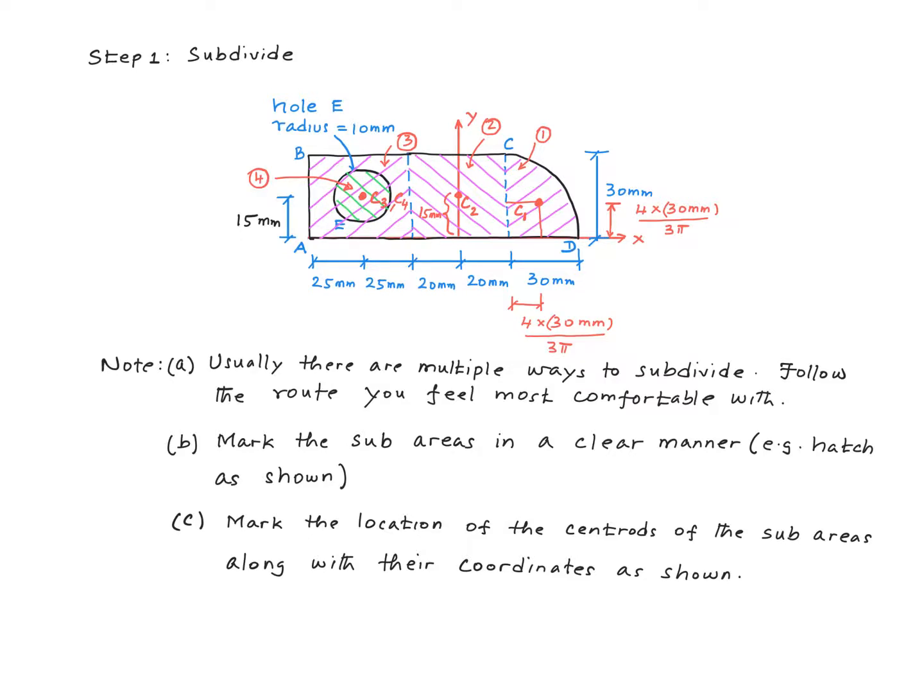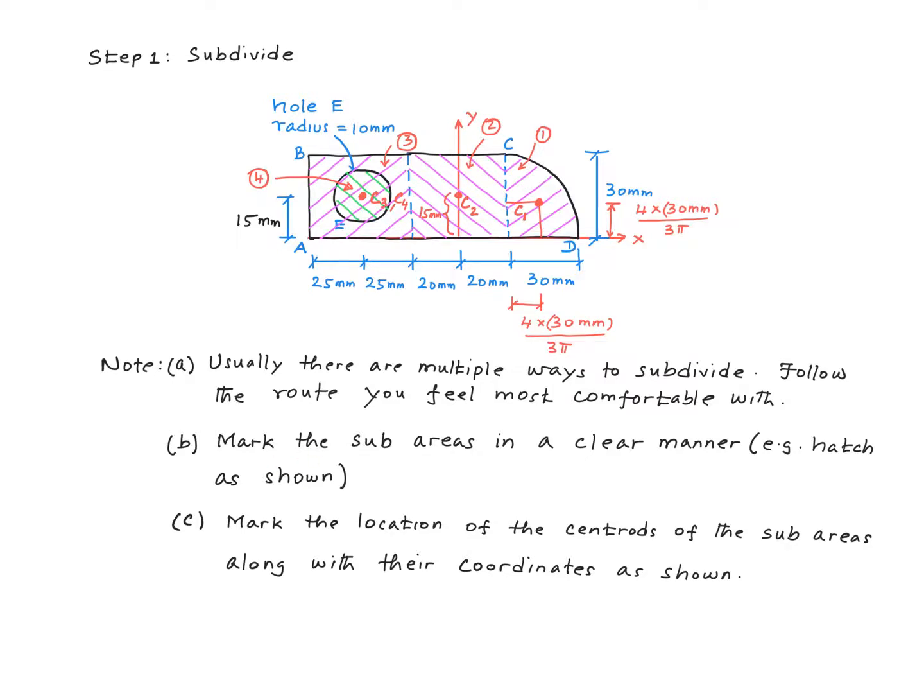The second way that I see here is that instead of subdividing these long rectangles into two rectangles like I have done here, you could treat that as a single rectangle. As long as you do this correctly, each approach will lead to the same final results. And therefore there is no right way or wrong way to do this. Follow the route that you feel most comfortable with.